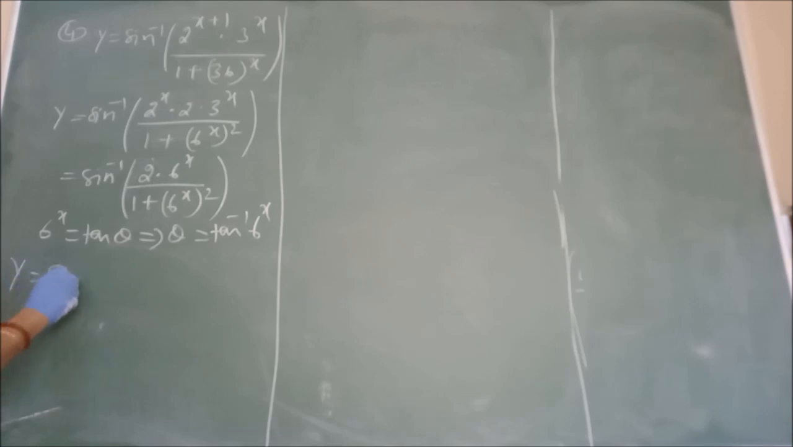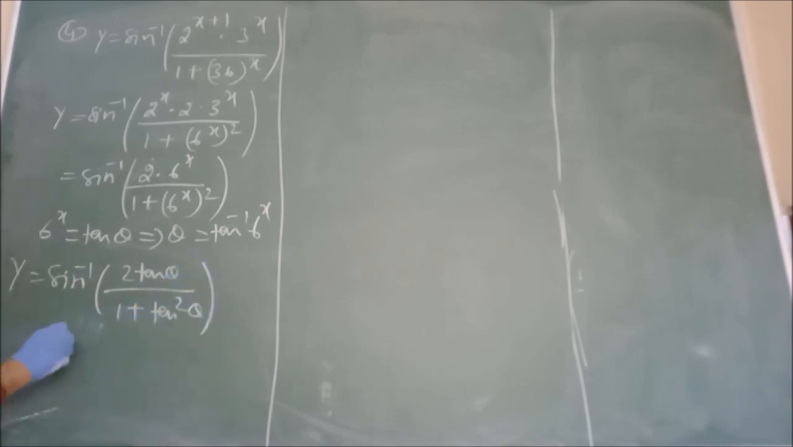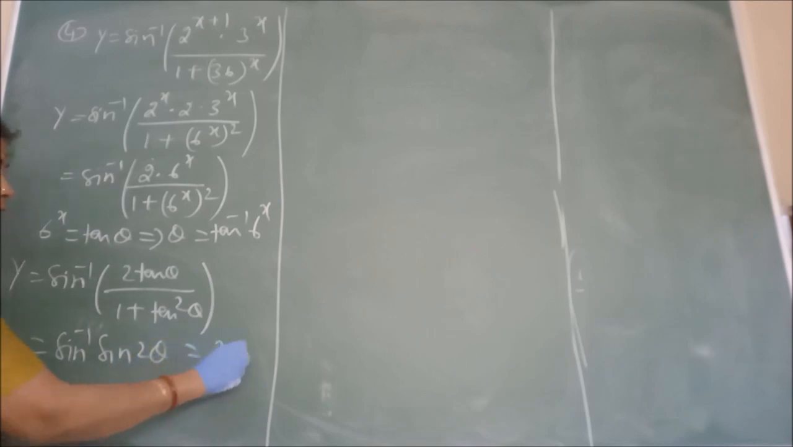So y equals sin inverse of 2 tan theta upon 1 plus tan square theta. That is equal to sin inverse of sin 2 theta, which gives 2 theta. Then the final answer is y equals 2 tan inverse of 6 power x.